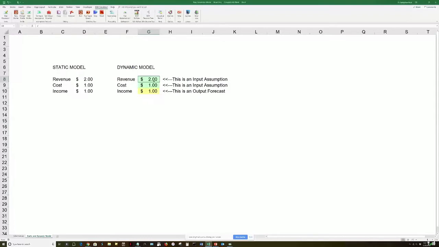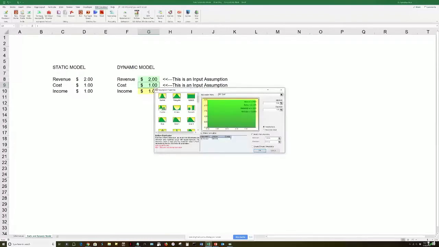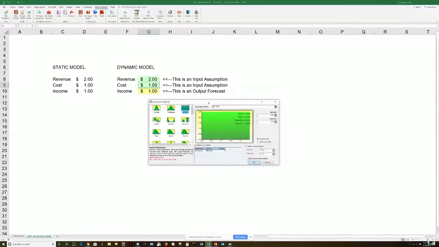I do the same thing for cost if I wanted to. And in this case, I select cell G9 and click on set input assumption. This time I'll use a uniform distribution. I don't know what the shape is. I don't care. I know the minimum and maximum. I go to a store. I know the cost of a hot dog is between 85 cents and $1.25, depending on the type of hot dog I have. So I click OK there.